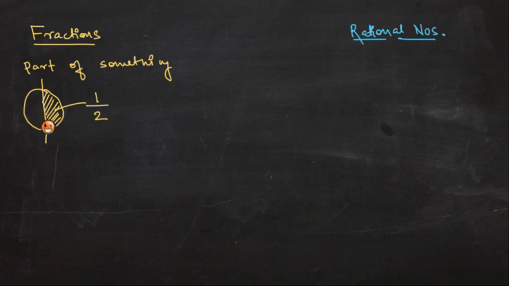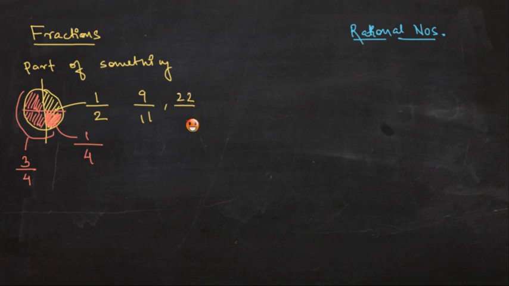Now let's say that instead of dividing into two parts, I divided this into four parts. So let's say we want to denote this portion. This would mean one part out of these four parts, so 1 by 4. Let's say I want to denote three parts out of this, this and this. These three parts combined would mean three parts out of a total of four parts. So again, this would be a fraction. A part of something would actually mean a fraction. We can take other examples, for example, 9 out of 11, 9 parts out of 11 parts, or let's say 22 parts out of 32 parts. These are all fractions.